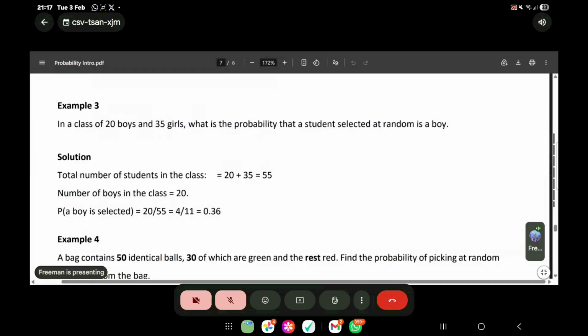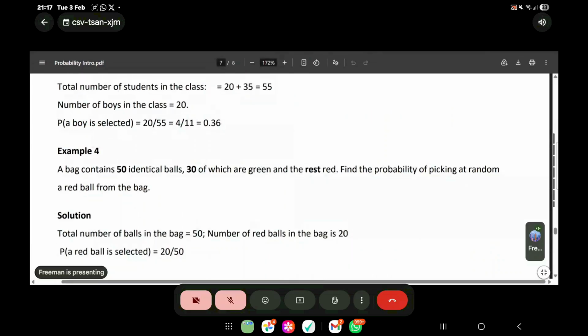So total number of students in the class is what? 20 and 35 you add is 55. The number of boys in the class are 20. So probability that a boy is selected is 20 out of 55. And that reduces to what? 0.36.